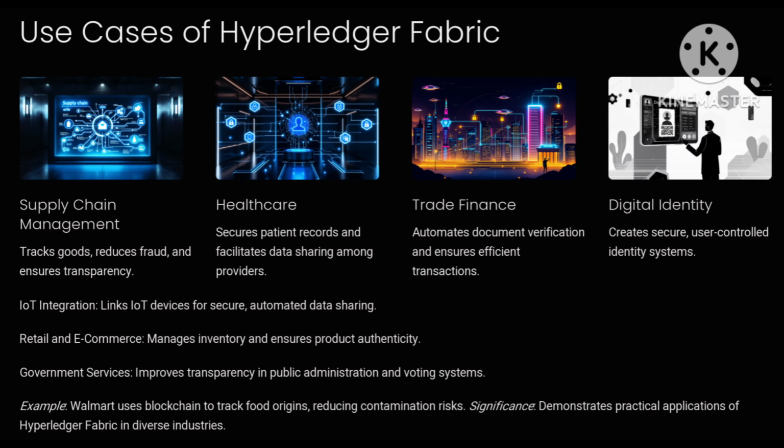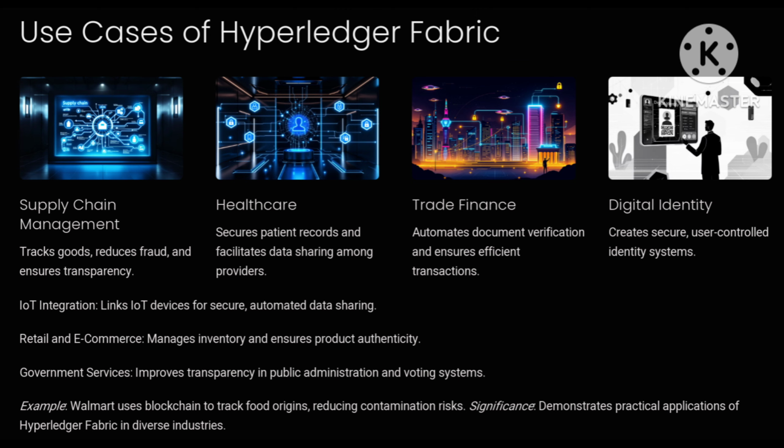Slide 8. Use cases of Hyperledger Fabric. Real-world applications. Hyperledger Fabric is used in various industries. Supply chain management, tracks goods and ensures transparency. Healthcare, secures patient data and facilitates secure sharing. Trade finance, automates processes like document verification.